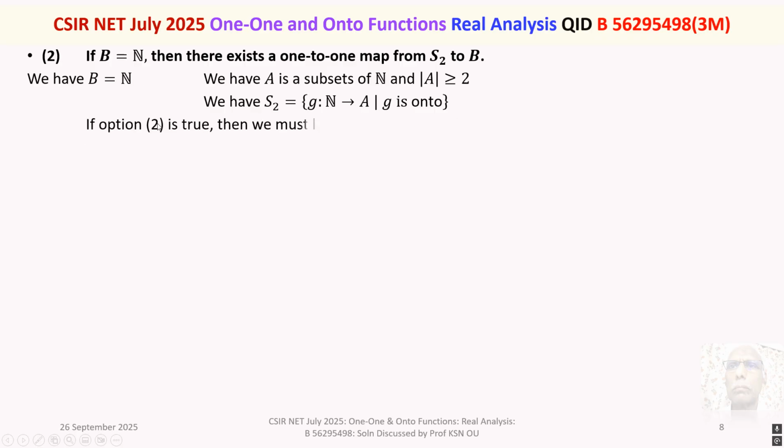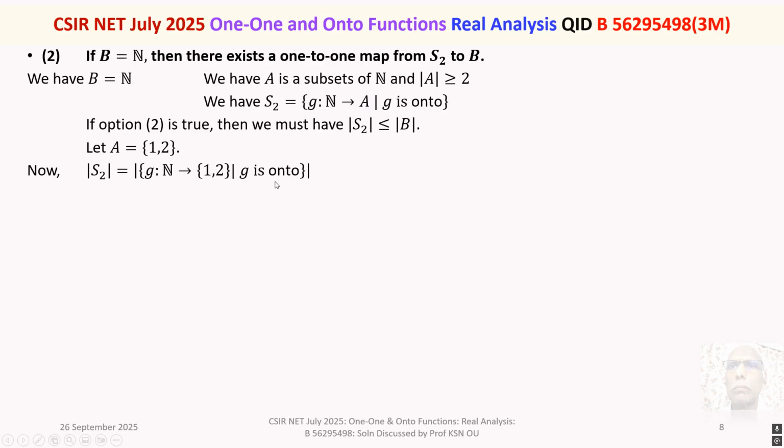Now, if we say option 2 is true, we must have the cardinality of S2 less than or equal to the cardinality of B. Right. So, let A be the set consisting of 1, 2. Now, the cardinality of S2 is the cardinality of the set of all functions g from N to the set {1, 2}, where g is onto.